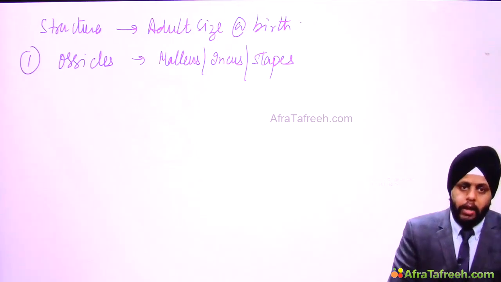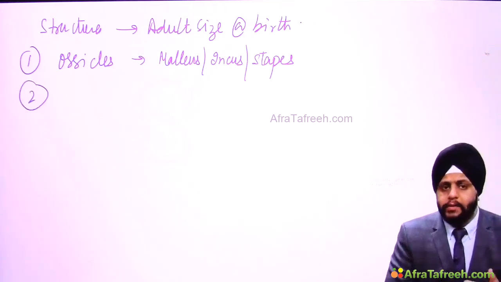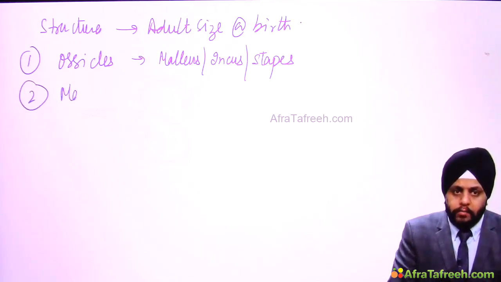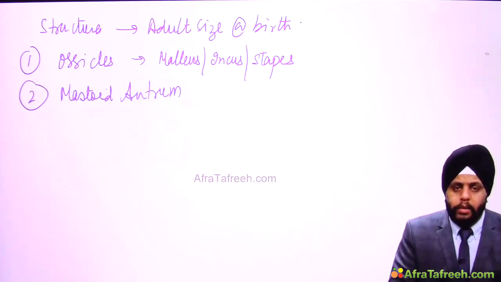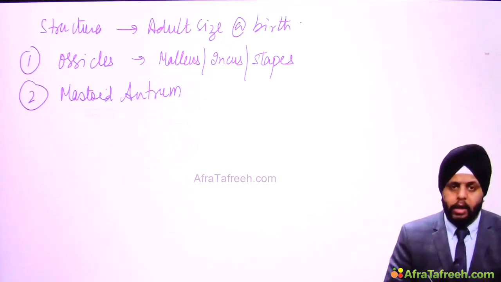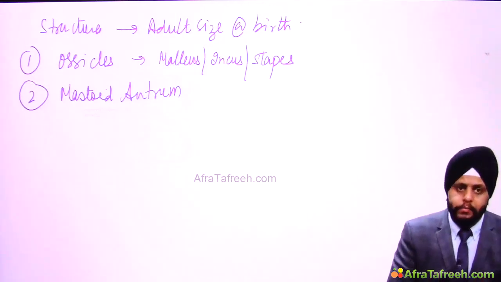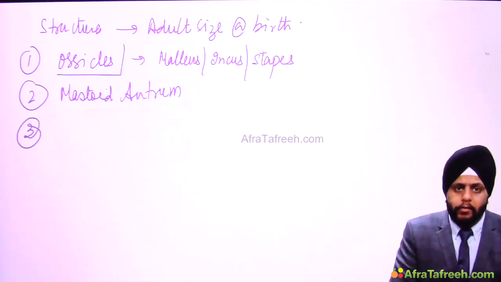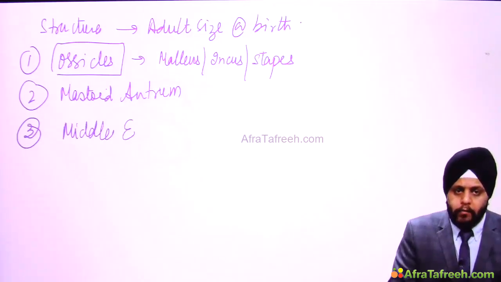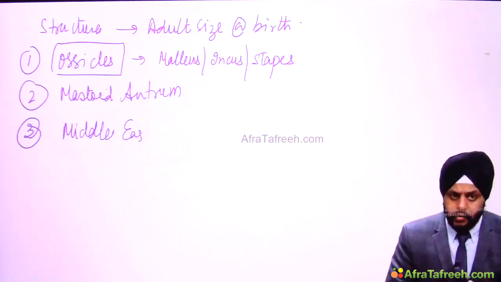All right. Next, what else is adult size at birth? The mastoid antrum. This I told you. The mastoid process is not present, but the mastoid antrum is present and is adult size at birth. What else is adult size? You see the ossicles. Where are the ossicles? The ossicles are in the middle ear. They have adult size and adult configuration. So therefore, the middle ear, the tympanic cavity, is also adult size at birth.